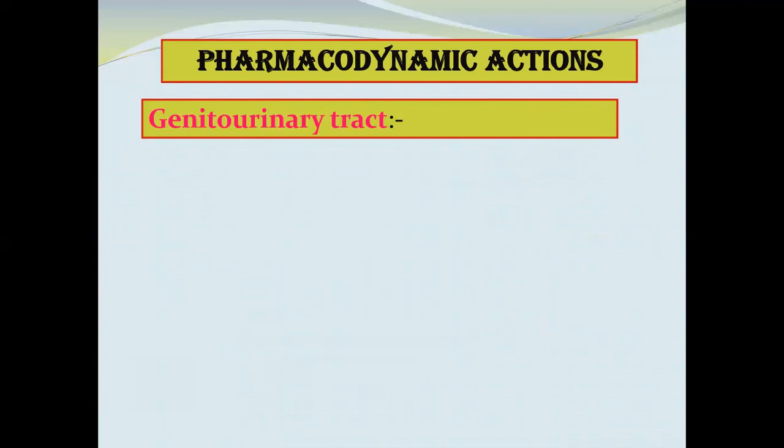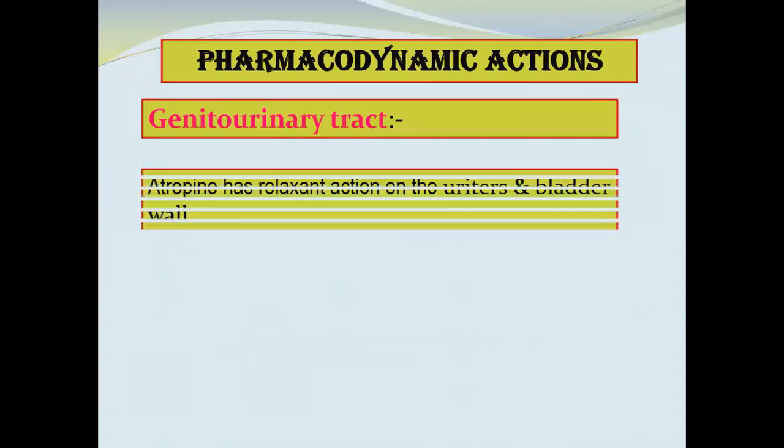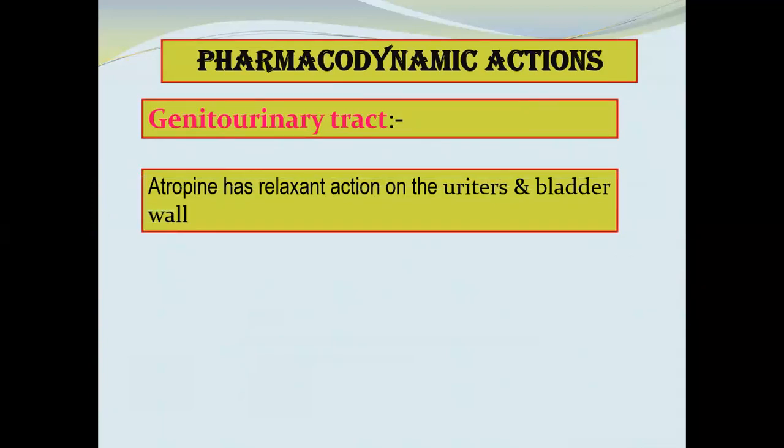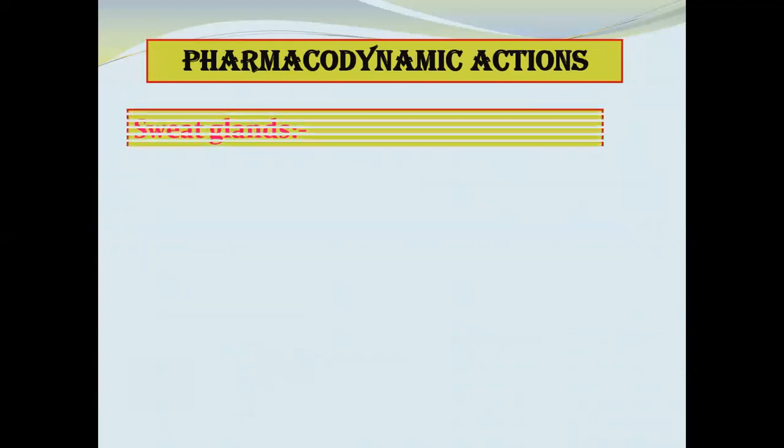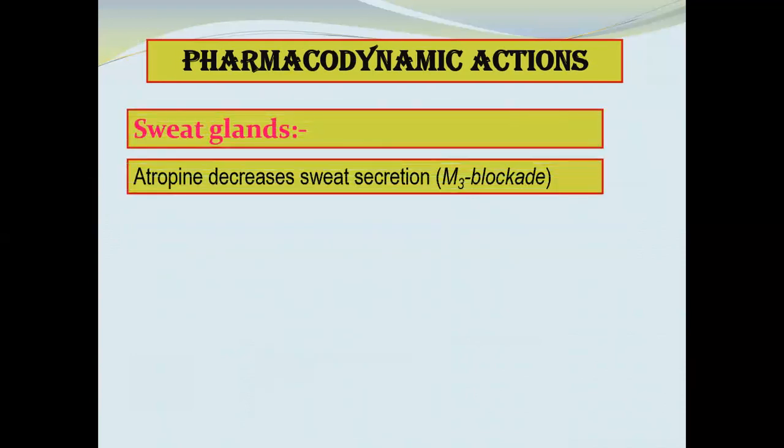In the genitourinary system, atropine can cause a relaxant action on the ureter and the bladder wall. This can lead to urine retention, and can occur in elderly men with prostatic hyperplasia. In the sweat glands, atropine causes decreased sweating because it blocks muscarinic 3.